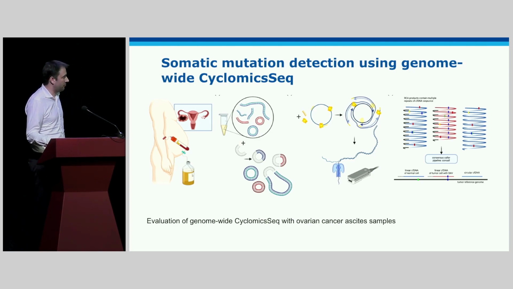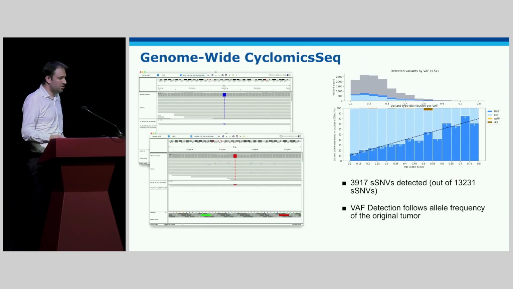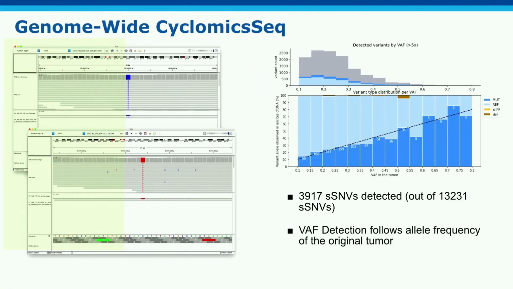So I'll show you the first results on a few ascites samples, where we indeed employ this genome-wide Cyclonic-seq technology, building consensuses. So this is just to show that we can actually detect mutations. Here's a couple of mutations. The top tracks are the Illumina sequencing result, where you can clearly see that there is a variant detected.